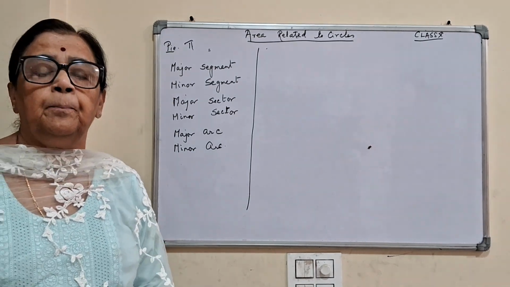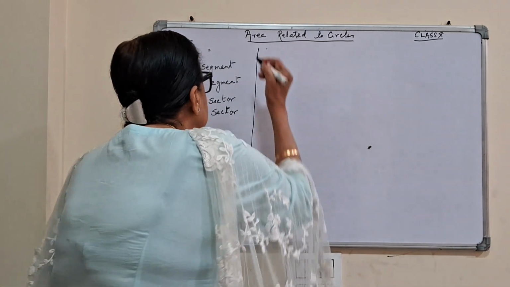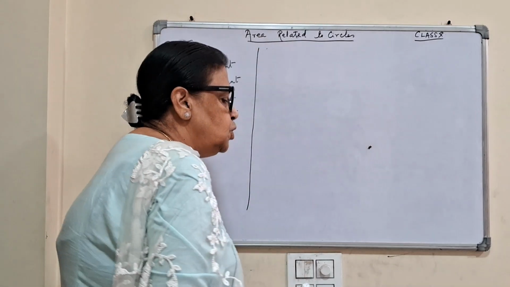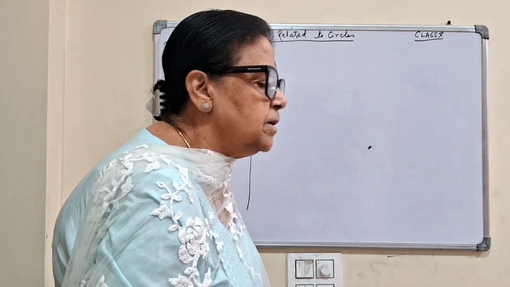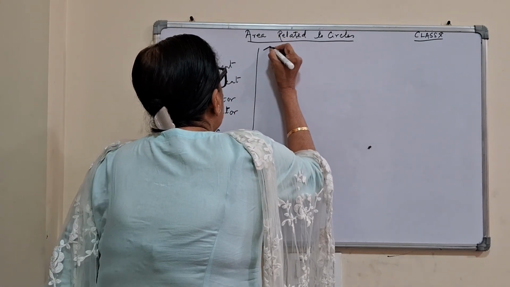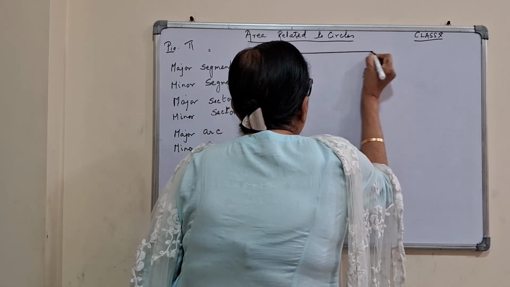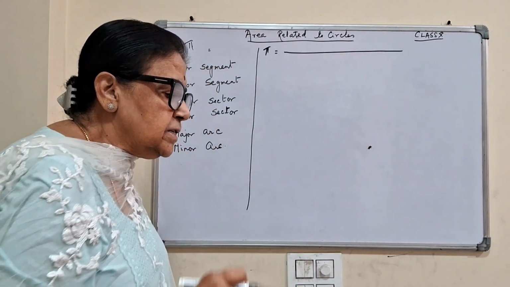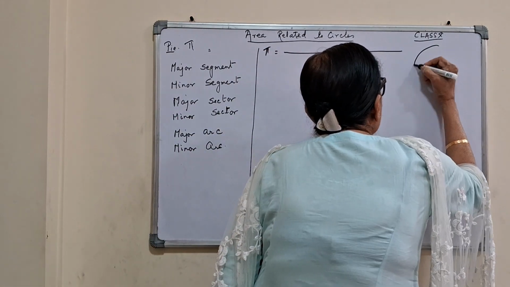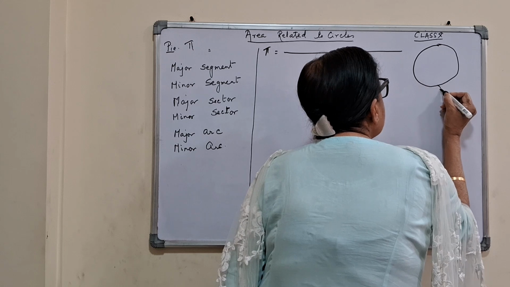This is the value of pi. How do I get pi? Pi is a ratio of two numbers. If it is a circle, the outer boundary, this is the circle, this is called the circumference.